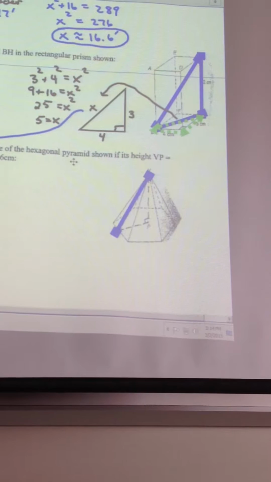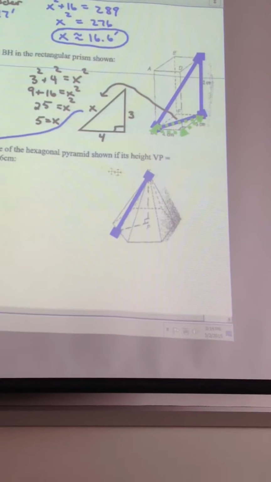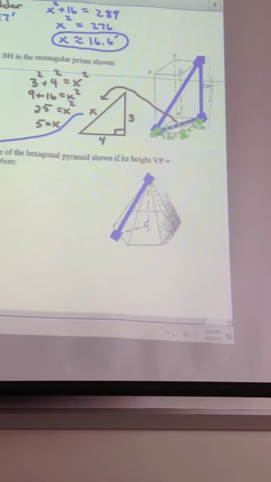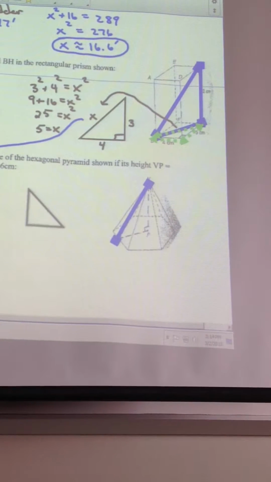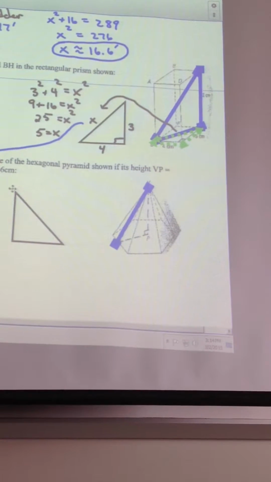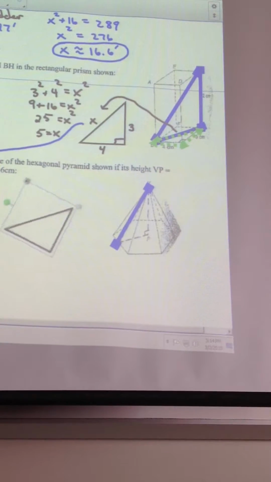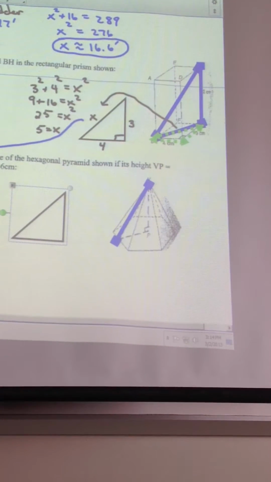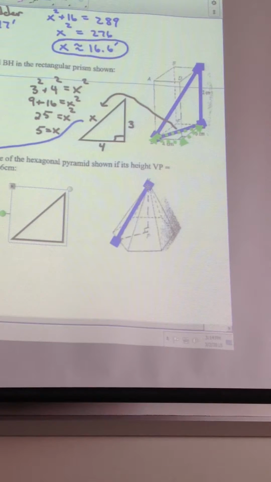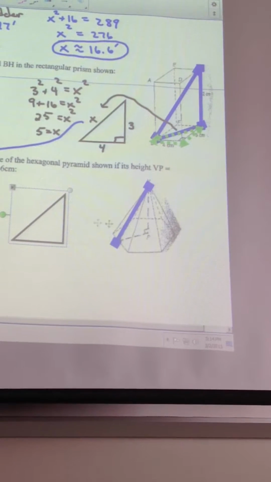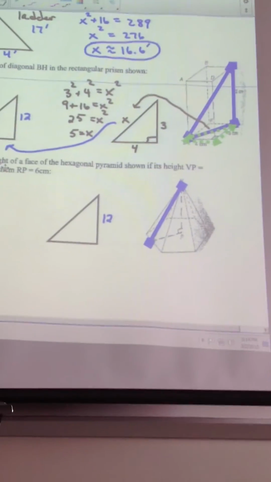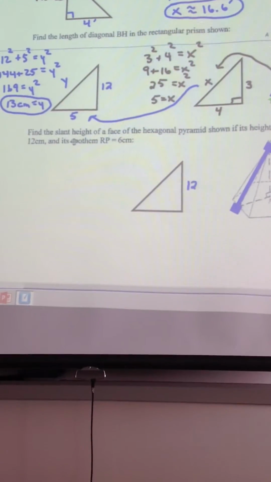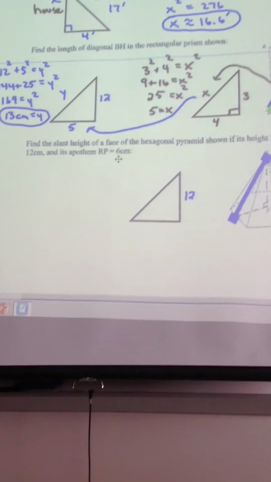According to the given information, the height from V to P is 12. And let's draw another triangle outside here so that it looks a little bit more clear than inside that 3D figure. And we'll flip it around here again. So it's telling me that the height from V down to P, that's 12. And then it gives me this weird word. It says the apothem is 6.